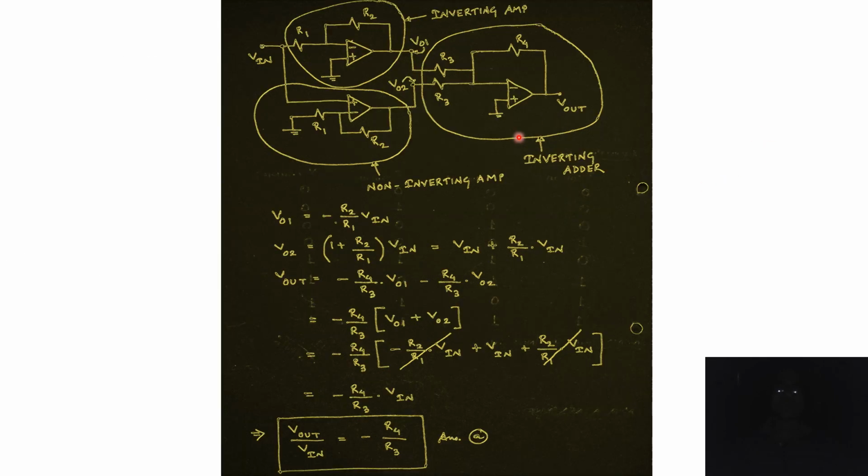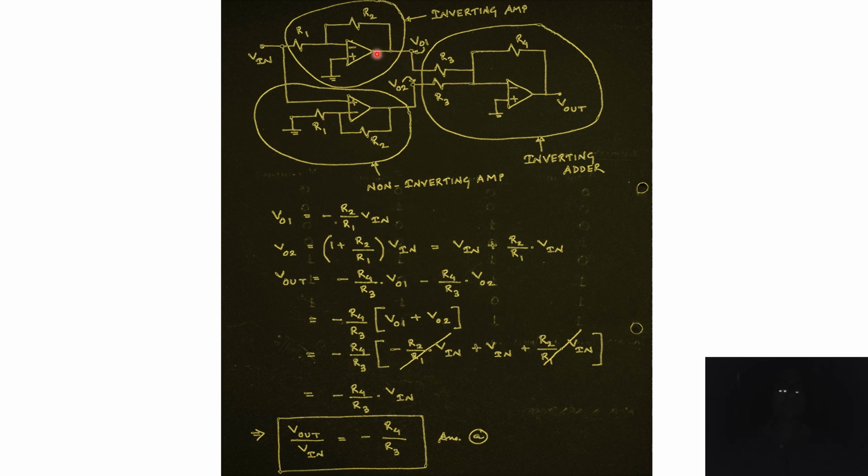So going back to the original circuit given in the question, we can identify that the top operational amplifier topology is that of an inverting amplifier. The next one is a non-inverting amplifier. And finally, at the output side, we have an inverting adder configuration. All we have to do is plug in the values into the formulae.